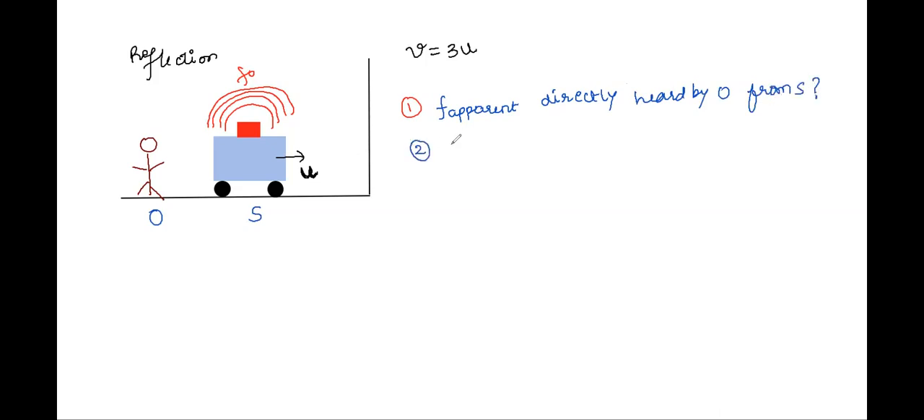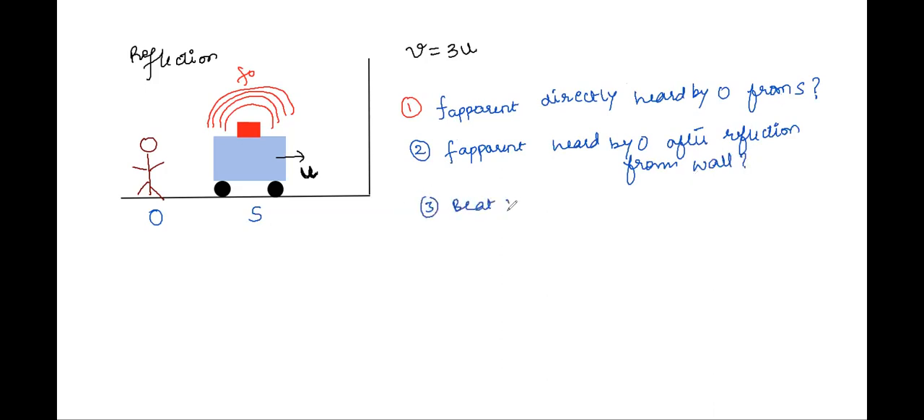Second is, what is the apparent frequency which is heard by O after reflection from the wall, right, and what is the beat frequency? This is the question, right? Yeah, tell me, how should we go about it?